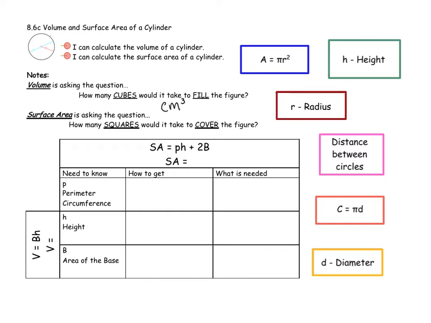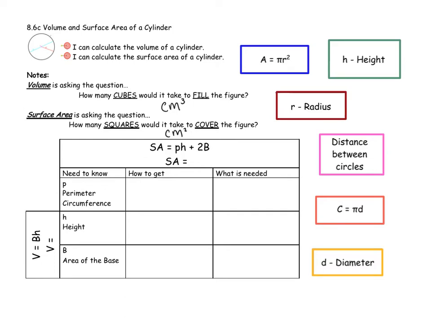So when we're seeing questions that talk about liquid being filled or how much wax would it take to create a candle, that would be volume questions. Surface area is asking how many squares would it take to cover the figure. So the units there would be centimeters squared or units squared or whatever the unit is squared. So this would be like you're wrapping a candle. How much plastic would it take to create a water bottle? Those would be surface area type questions.